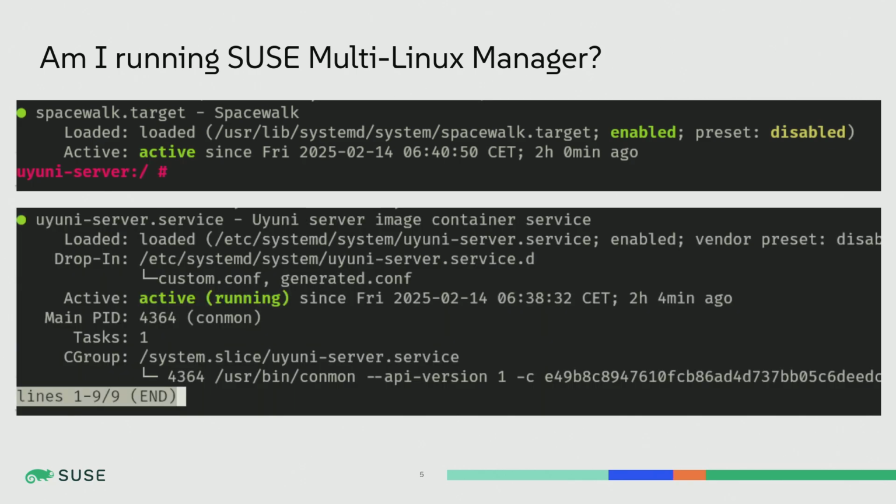This one, we have an Uyuni server.service also on the host. And that's basically the same thing. This service is the service that starts the main container. Whether it's SUSE Manager or Uyuni, it's named exactly the same way. It doesn't mean it's running Uyuni or SUSE Manager.